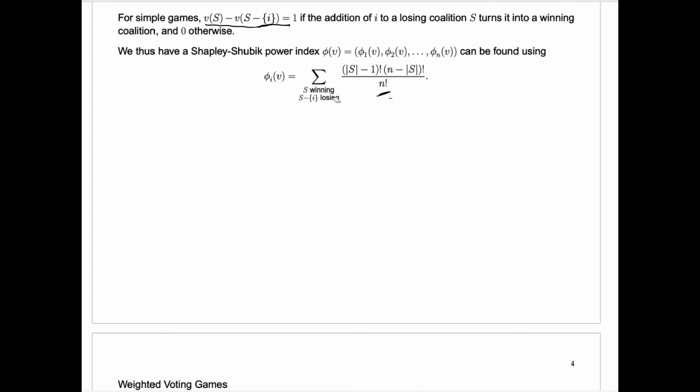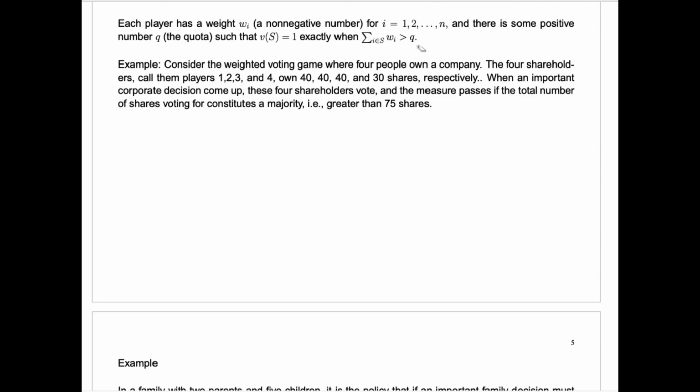So it tends to be easy to compute this Shapley-Shubik power index with a formula like this if we can understand exactly which coalitions are the ones, say for player i, which are losing without player i, but which the addition of player i turns into a winning coalition. Let's see a few examples. But first, let's start with one more definition, and then we'll see some examples.